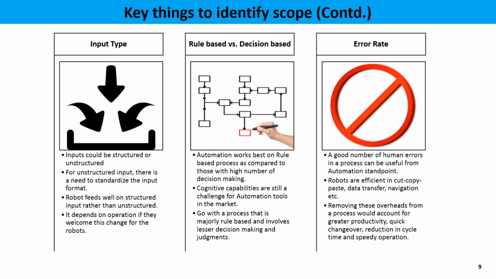The second thing will be rule-based versus decision-based. As we have discussed, if there are some 2% or 3% of decision-making concepts in any of the process, then you can take it as a good example for RPA automation. If it is some 80% where you have to take the decision, depending on human decision, then don't go for that. It will be a loss for you as well.